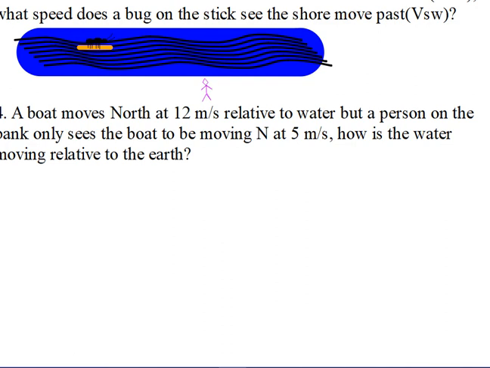So VWS is 12 to the north, the velocity of the water relative to the shore. 12 to the north, the velocity of the shore relative to the water? That's going to be negative 12 to the north, or more elegantly stated, 12 to the south. The point being, when you switch the order of the subscripts, you switch the direction of the vector. Okay? And that, of course, is going to be applied in this problem, which you ought to do, only starting the show again as often as you need a prompt from me.